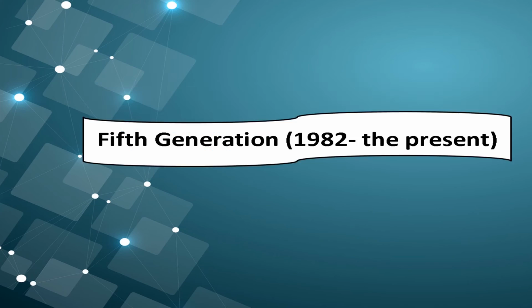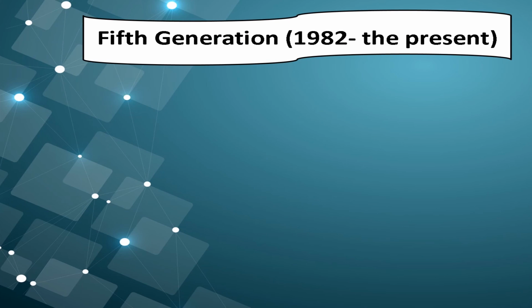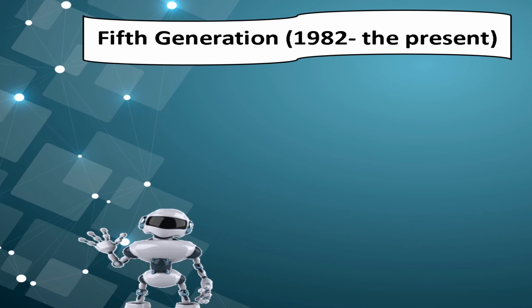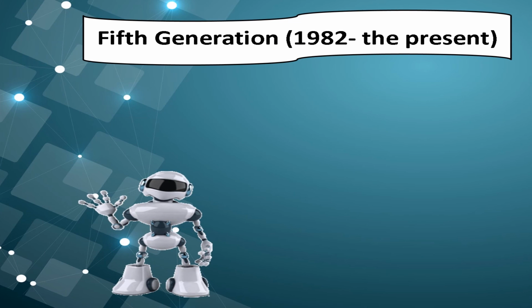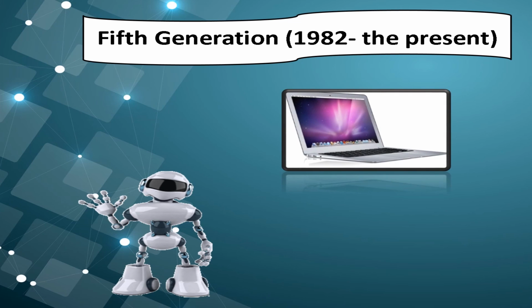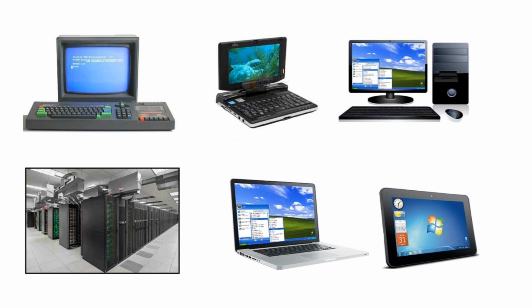In the year 1982, fifth generation computers initiated the evolution of parallel processing and artificial intelligence, that is, intelligence exhibited by machines, which made it possible for computers to think like human beings. These are available in different sizes and work faster than any other generation.